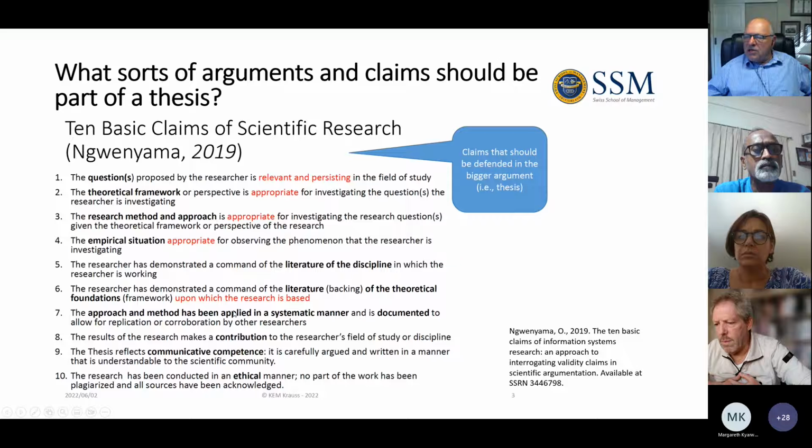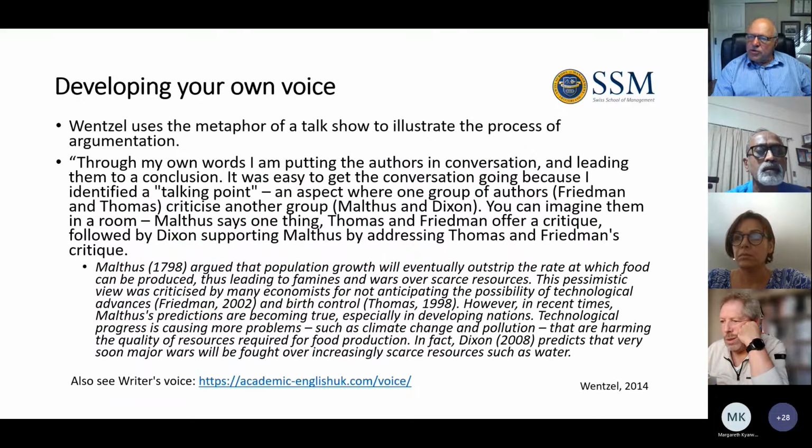The approach and method have been applied in a systematic manner and documented. The results of the research can make a contribution and so forth. And also the ethics. And you must also show your communicative competence. So all of this should be part of your academic writing involved in putting your document together. You have to develop your own voice.